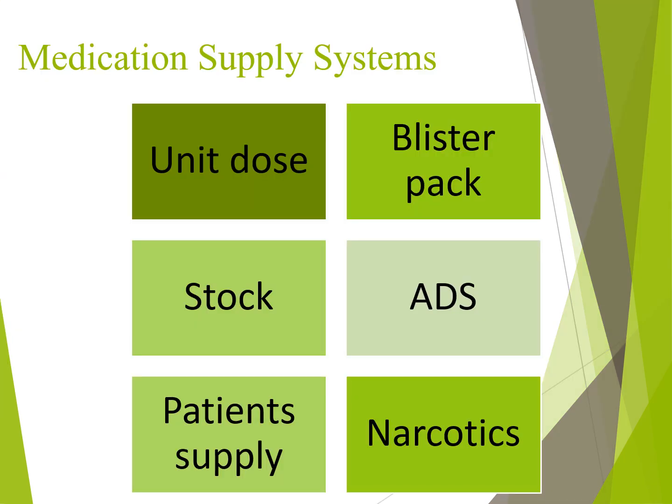We're going to start out by discussing oral medications. Oral medications are supplied to nurses in a variety of ways. The most common ways medications are supplied are in unit dose packs, blister packs, a stock supply, in an automated dispensing machine like a Pyxis, or from the patient's own medication supply.